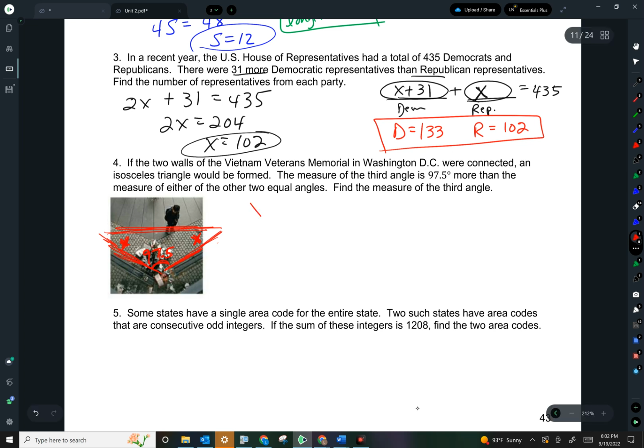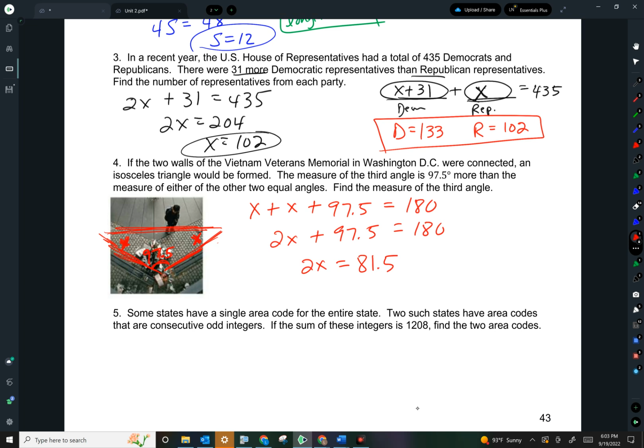So in other words, the angle that's x plus the other angle that's x plus the third angle, which is 97.5, all have to total 180. So now I have an equation. So if I add my x's, 2x plus 97.5 equals 180. Right, subtract your 97.5, so 2x equals, let's see, what is that going to be? Is that 81.5? I'm just whipping that off real quick.